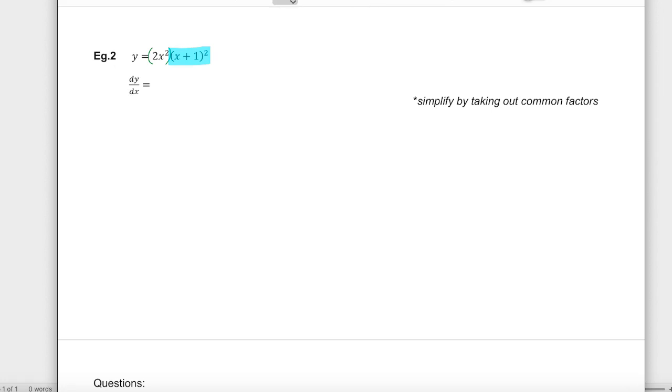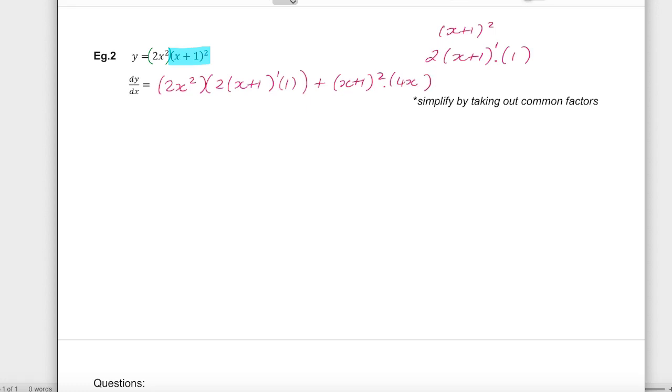So let's find the derivative. We're going to write the first times the derivative of the second. So when we're differentiating a bracket, we know we bring the power out, so we differentiate the bracket by reducing the power to 1 times the derivative of what's inside. So we're going to have 2(x + 1) to the 1 times 1, plus write the second times the derivative of the first, which is 4x. Just put a line there to separate that.